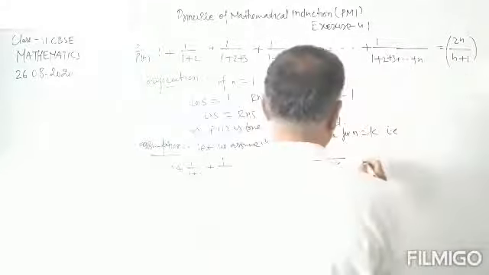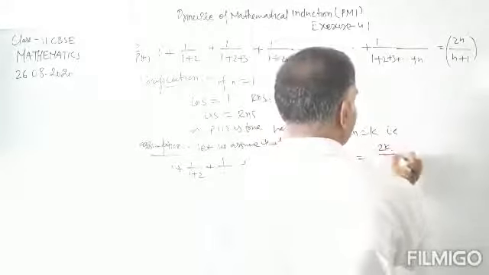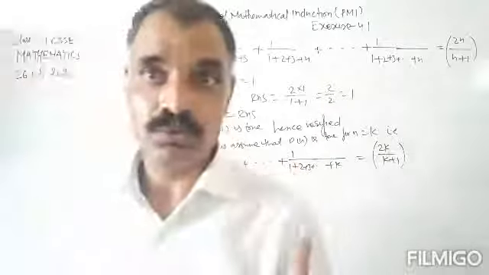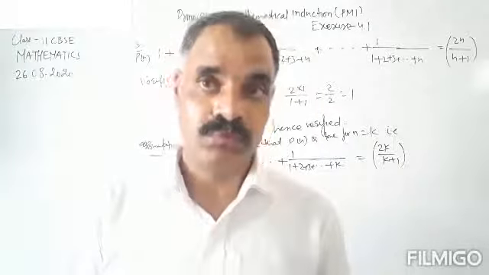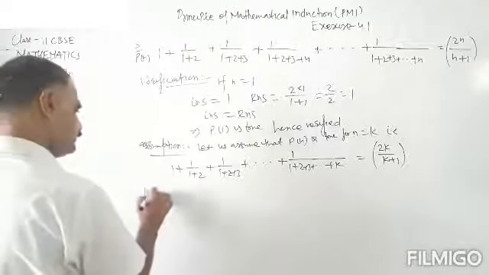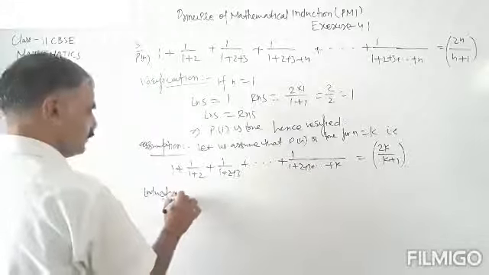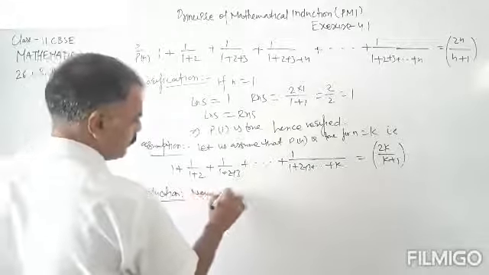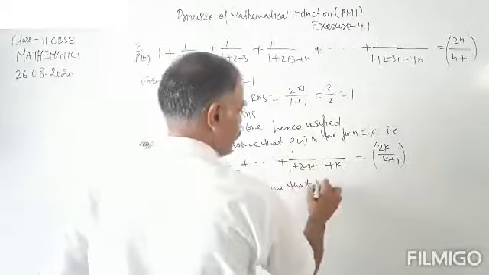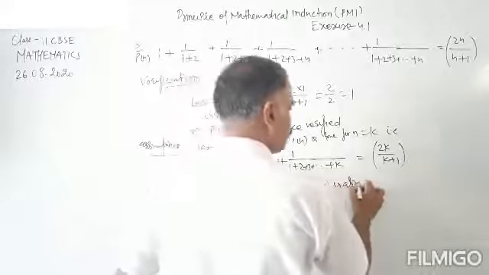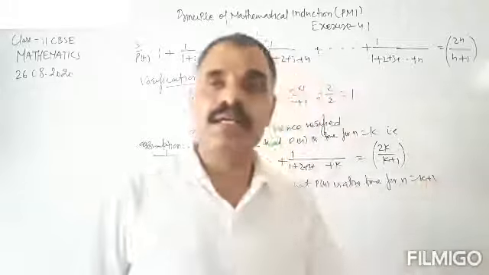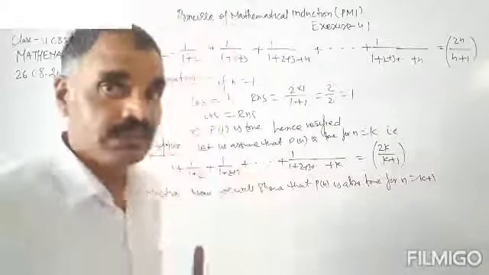Up to k is equal to 2k upon k plus 1. This one is true. We have assumed that this one is true. Okay. Now we will show by induction that Pn is also true for n equals k plus 1, meaning the given statement is also true for n equals k plus 1.